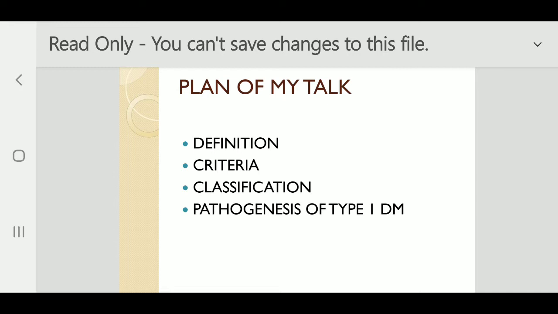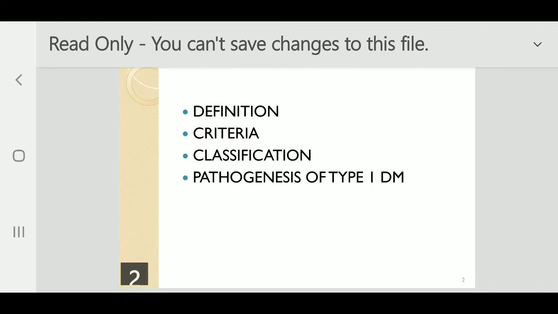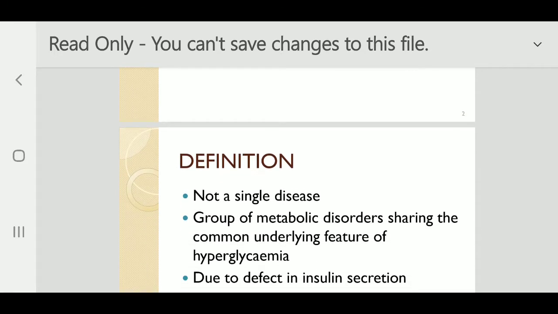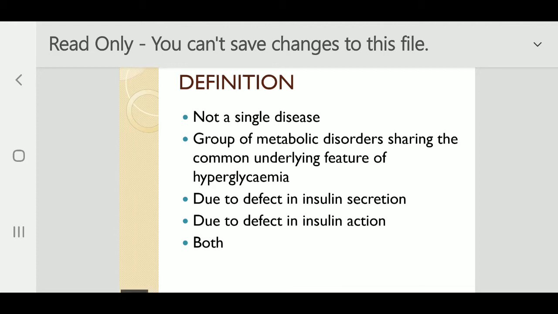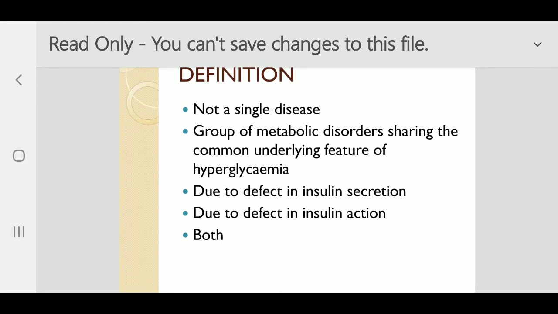So as we go on through this journey of diabetes, I'll be having this type of plan of talk in which we'll be talking about the definition, the criteria, the classification, and the pathogenesis of type 1 diabetes mellitus. Now, we need to understand that diabetes is not a single disease, but a group of metabolic disorders that share the common underlying feature of hyperglycemia. What is hyperglycemia? Hyperglycemia is increased level of sugar in the body, or in medical terms, increased plasma glucose.